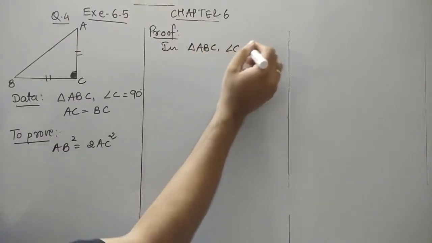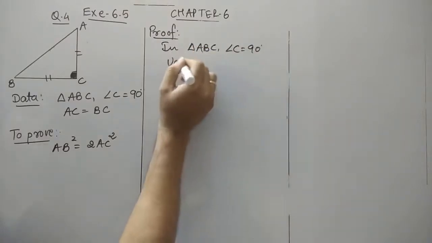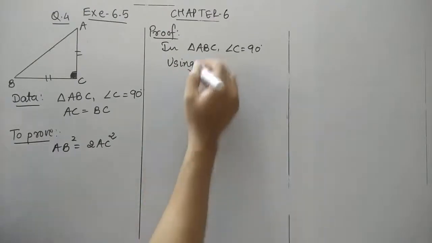Angle C is right angle. I'll use Pythagoras theorem. You can write using theorem 6.8.